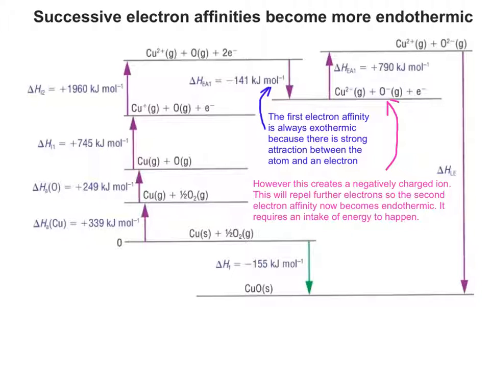But this process creates a negatively charged ion, in this case the O- ion. So this will repel further electrons, in this case the e- that's there. So the second electron affinity now becomes endothermic, hence you've got the positive sign. So it requires an intake of energy to happen. This is something well worth looking out for when you're drawing slightly more complicated Born-Haber cycles. They might throw this one at you and expect you to be able to understand and handle it.